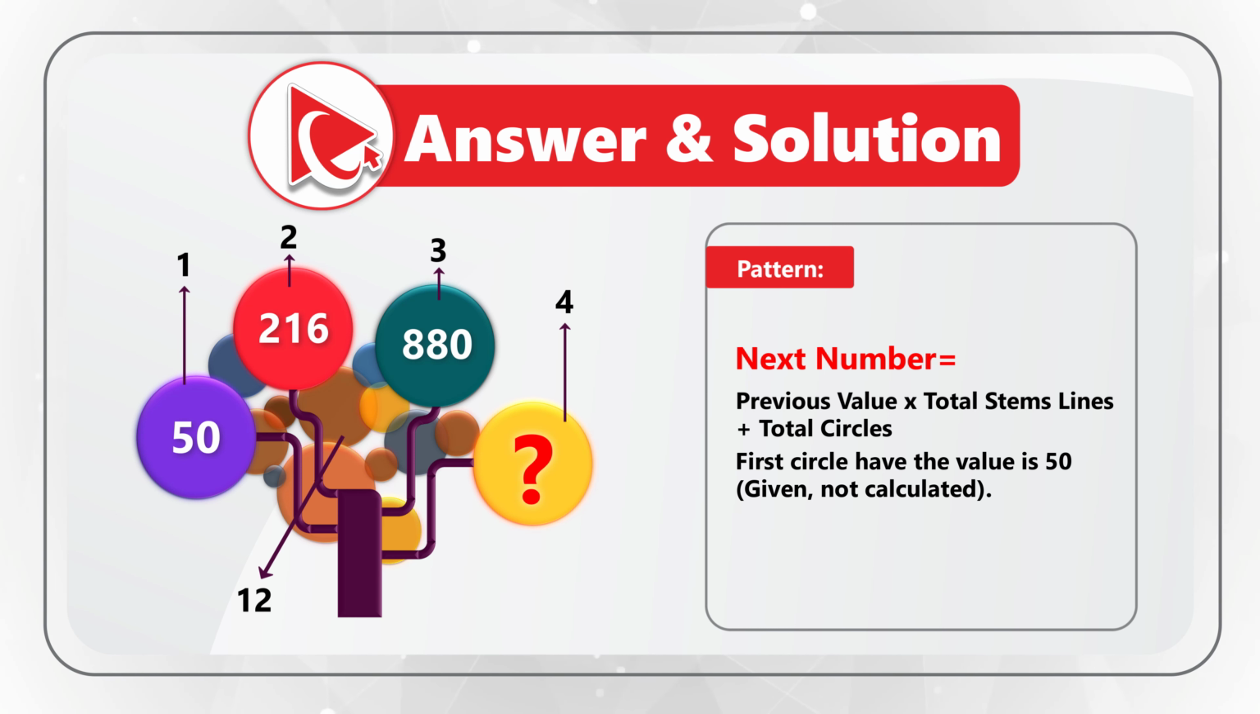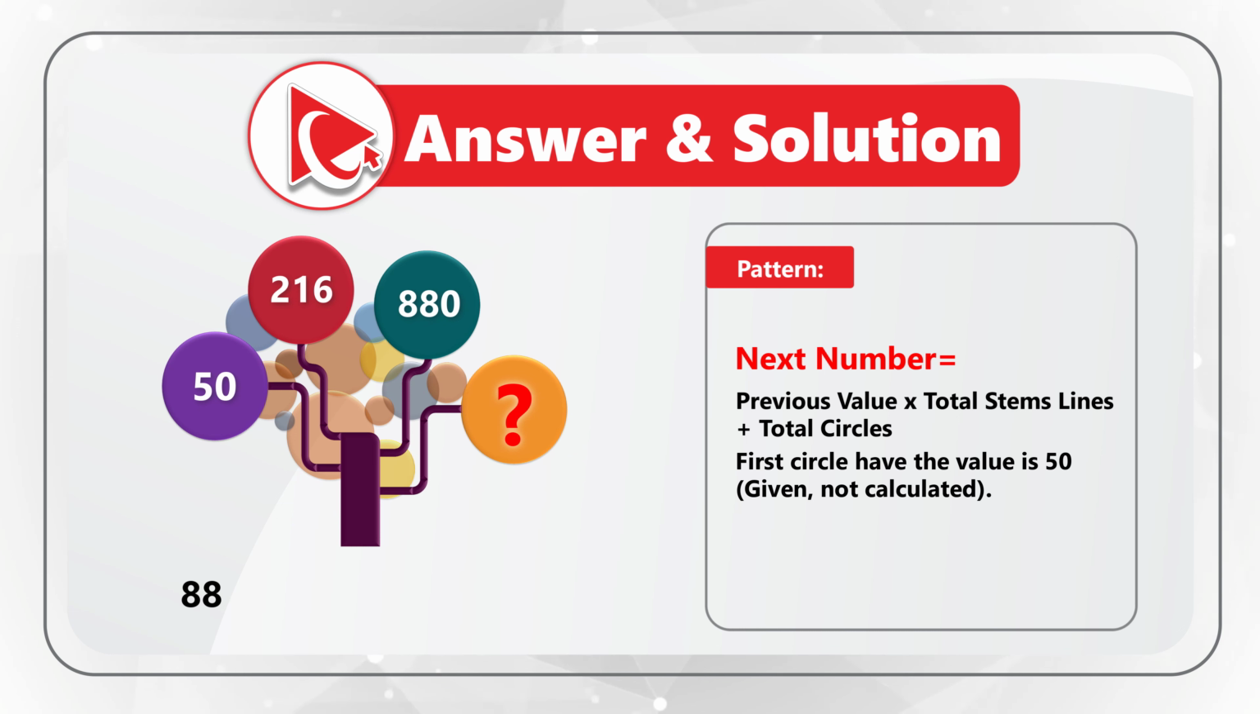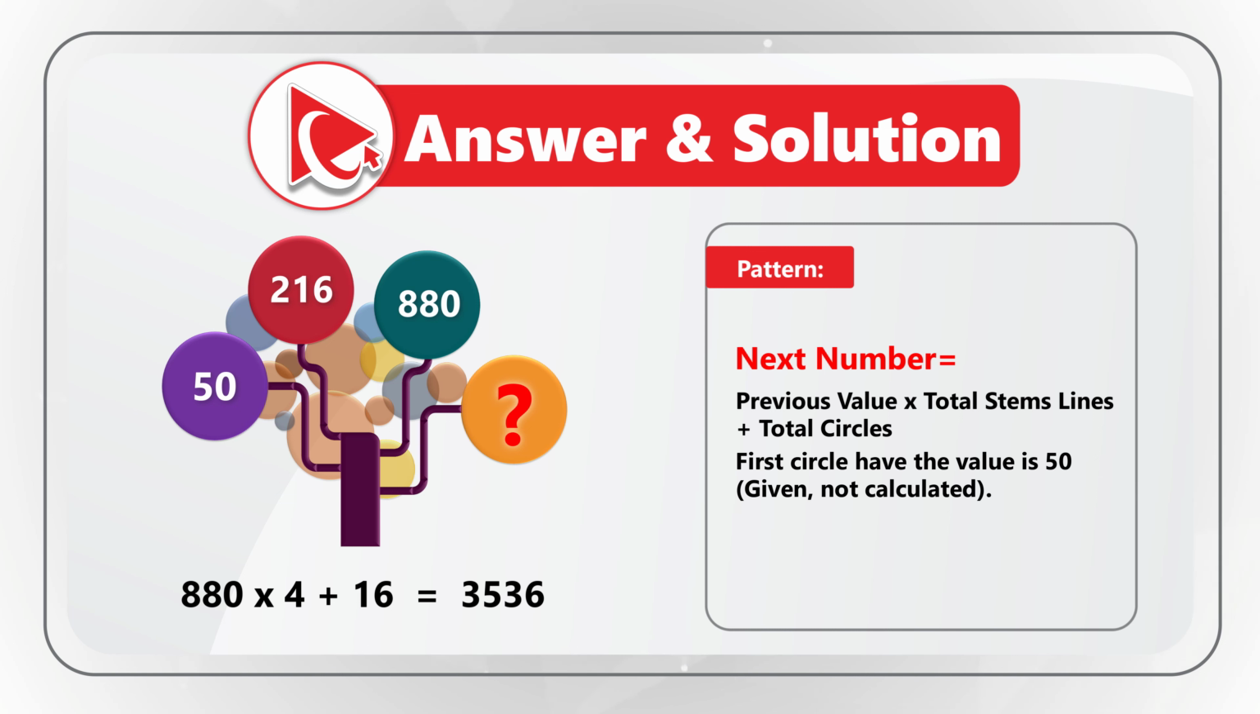Now we have all of this information and we can calculate the missing number. It is calculated as 880 multiplied by 4, then we add 16, and the end result of this is 3536. So the correct answer here is choice D, 3536. Hopefully you've nailed this problem and now know how to answer similar problems on the test.